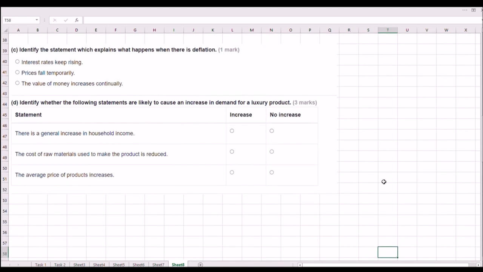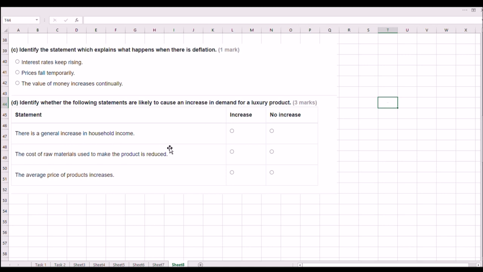An economics question anyway. Identify whether the following statements are likely to cause an increase or a decrease in demand for a luxury product. A luxury product is one where if I have more money, then I will buy the luxury product. If I have less money, I will not buy it, because I want to spend my money on essentials. So we have essentials and we have luxury products.